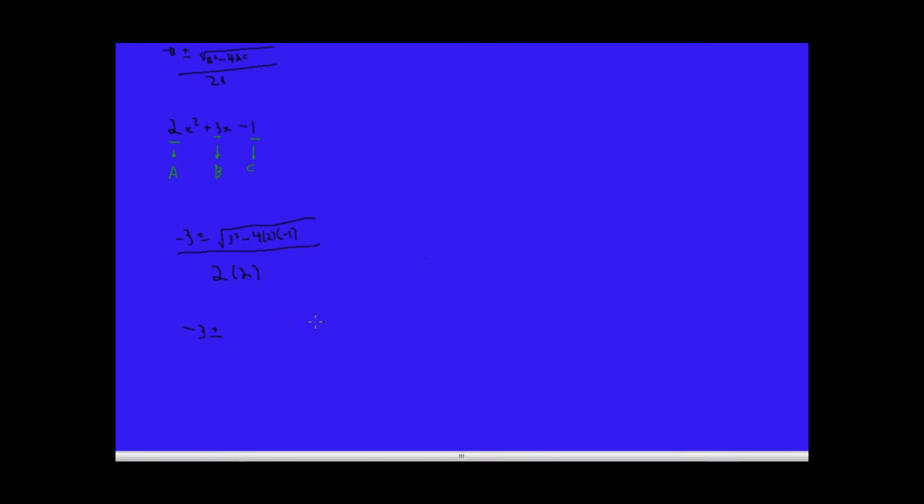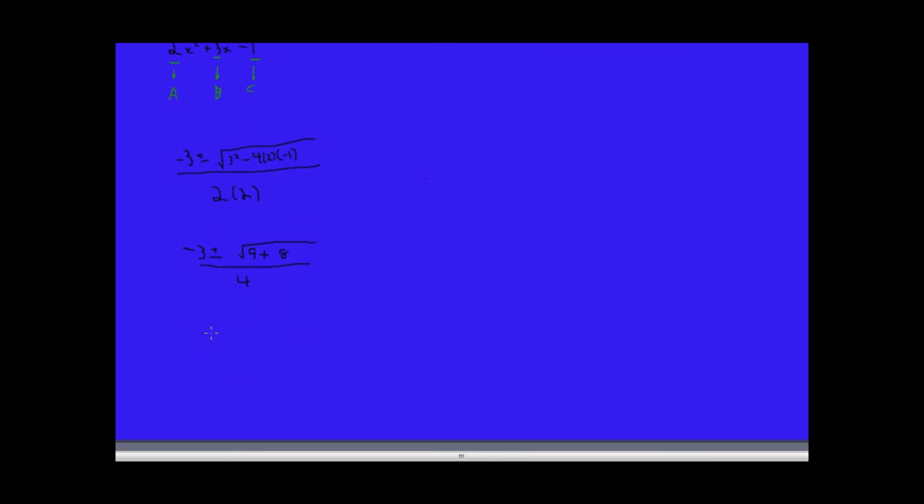So looking at this radical, I can simplify that 3 squared into 9, and I'll do the multiplication. 4 times 2 is 8, times negative 1 is going to be a positive, because a negative and a negative make a positive 8. 9 plus 8. And all of that is going to be over 4.